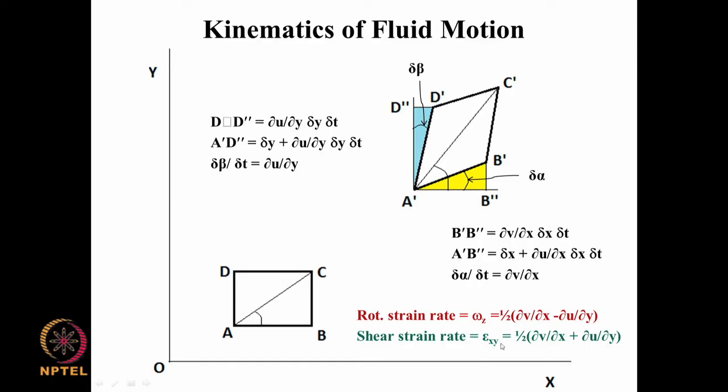Shear strain rate in this plane is given by half of ∂v/∂x plus ∂u/∂y. Rotational strain rate is given by half of ∂v/∂x minus ∂u/∂y. All these strain rates can be seen to be expressed in terms of linear combinations of the velocity gradients, and that is what kinematics of fluid motion tells us.